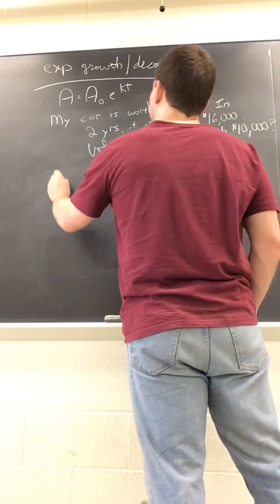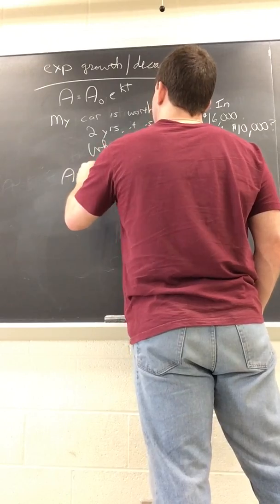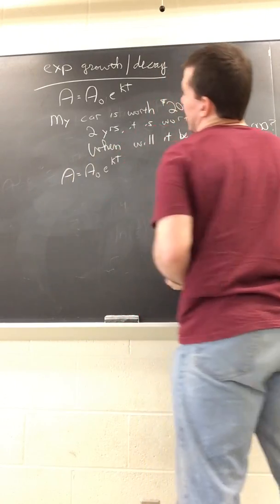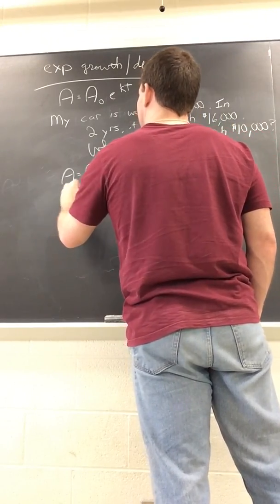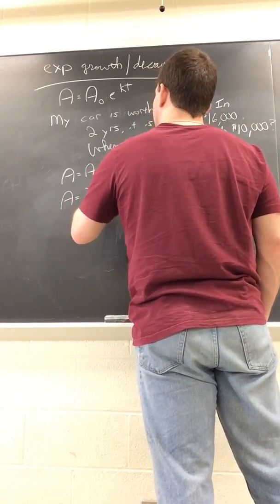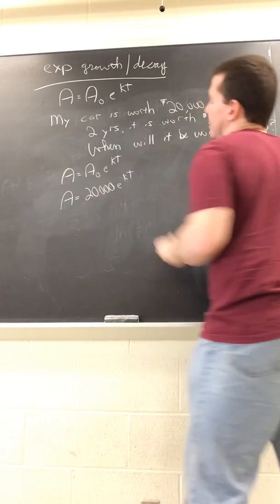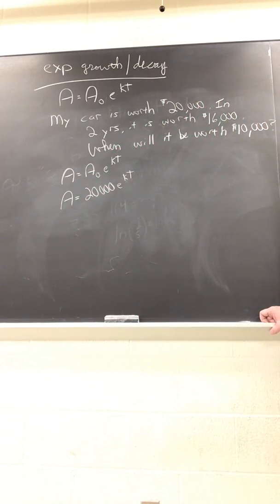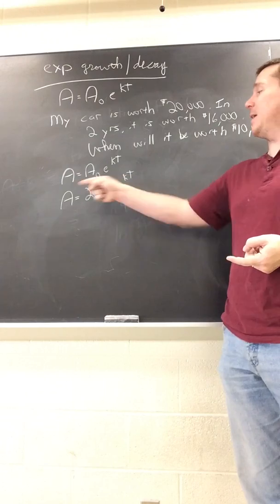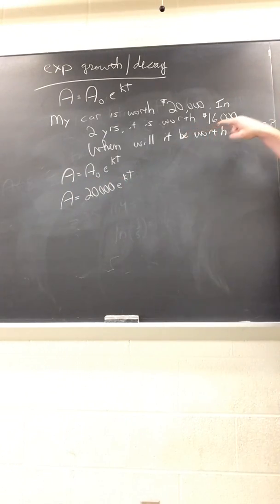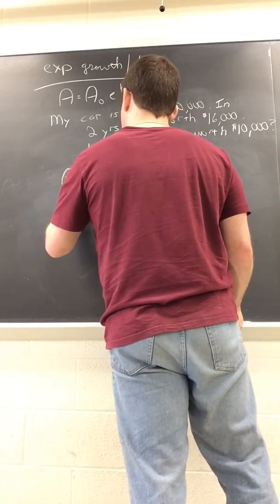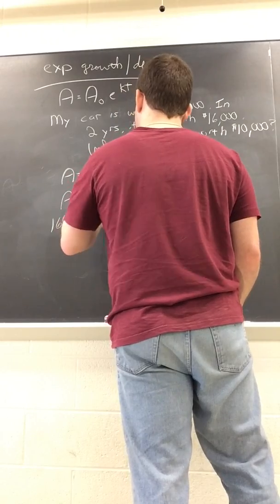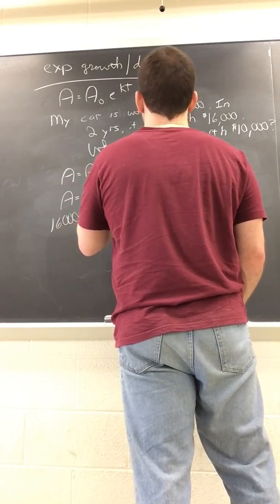And we set it up the same. A equals A initial e to the kt. A initial is my initial value, which is 20,000. So A equals 20,000 e to the kt. Just like before, nothing changes. I need to find k, so I need an A and a t that are related. In this case, when time is 2, it's worth 16,000. So 16,000 equals 20,000 e to the 2k.